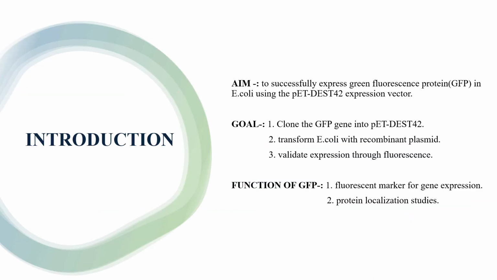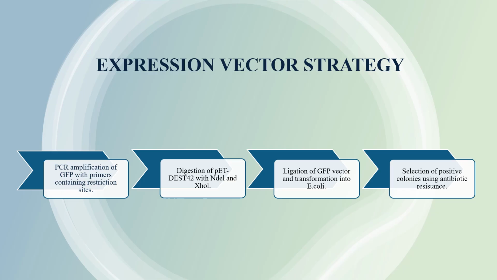Moving ahead, we have the expression vector strategy. The slide outlines the key steps in our expression vector strategy for GFP expression in E. coli. First, PCR amplification of the GFP gene is performed using primers containing NdeI and XhoI restriction sites, ensuring compatibility with the vector. Next, the PET-DEST42 plasmid is digested with the same restriction enzymes, allowing for directional cloning. The GFP insert is then ligated into the vector and the recombinant plasmid is transformed into E. coli. Finally, successful transformants are selected using ampicillin resistance, ensuring only bacteria with the correct plasmid survive.